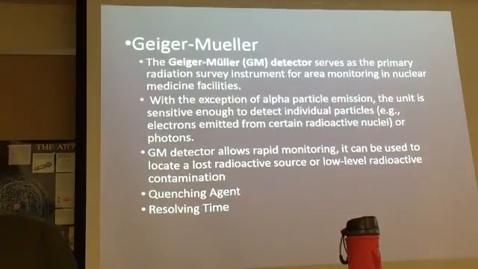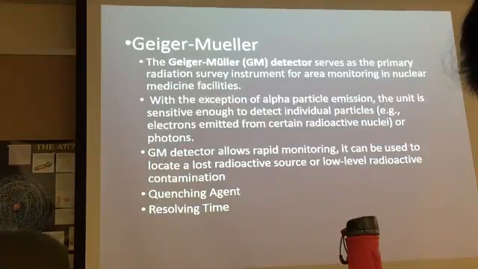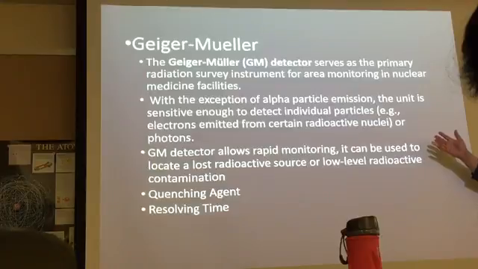Okay, the quenching agent. The voltage with Geiger Muller detectors is so high that you create a lot of molecules, and the molecules ionize, and these ions break other molecules. And this can go on, and it doesn't stop, and you saturate the detector.